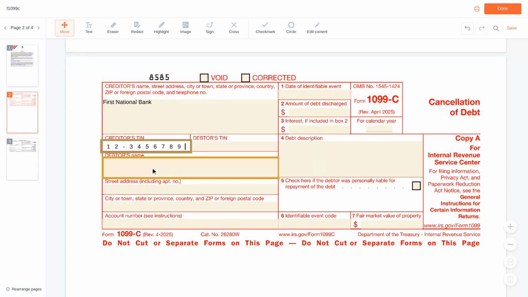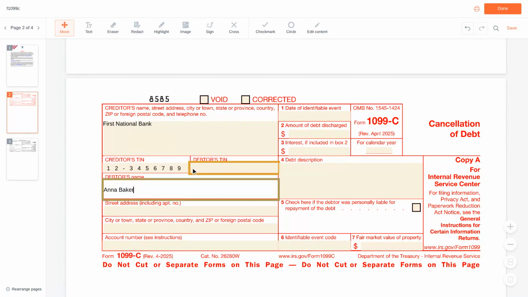Next, enter the debtor's information, the person whose debt was canceled. Provide the debtor's name, for example, Anna Baker, and the debtor's taxpayer identification number, usually a Social Security number, such as 987-654321, along with their address. Accuracy here is important because the IRS matches the canceled debt to the debtor's tax return. Double-check the spelling and the identification number so the form ties to the right taxpayer.